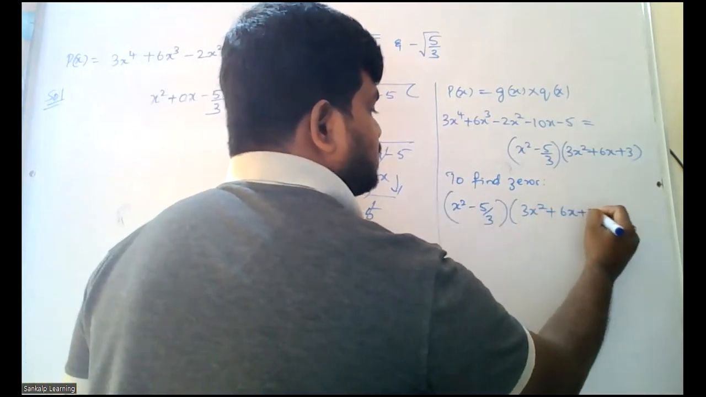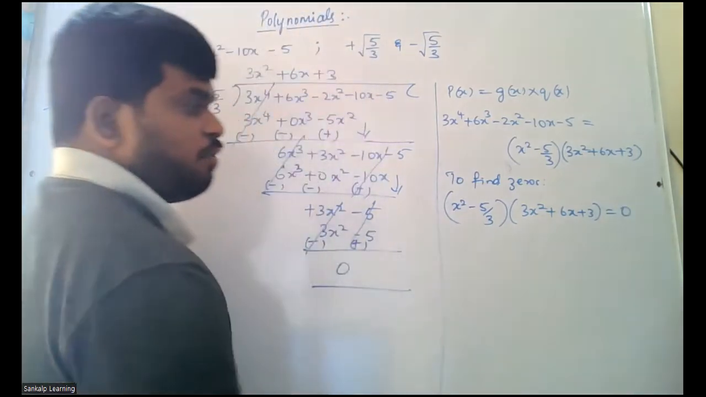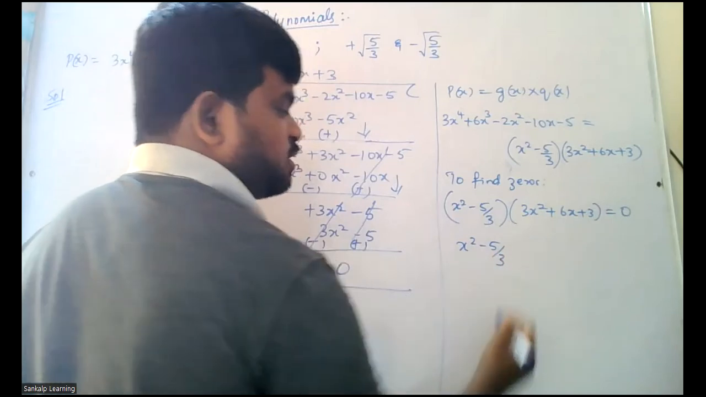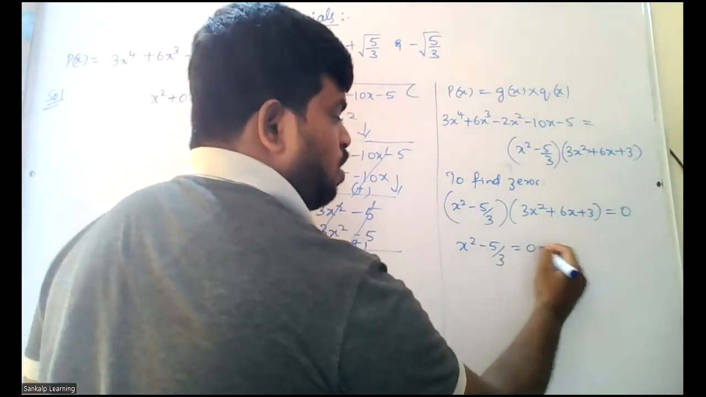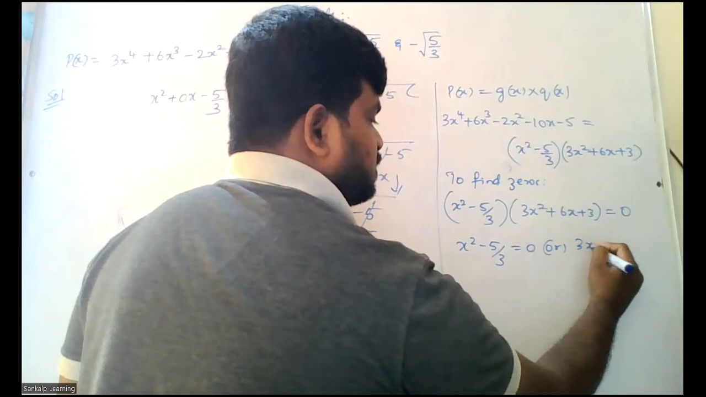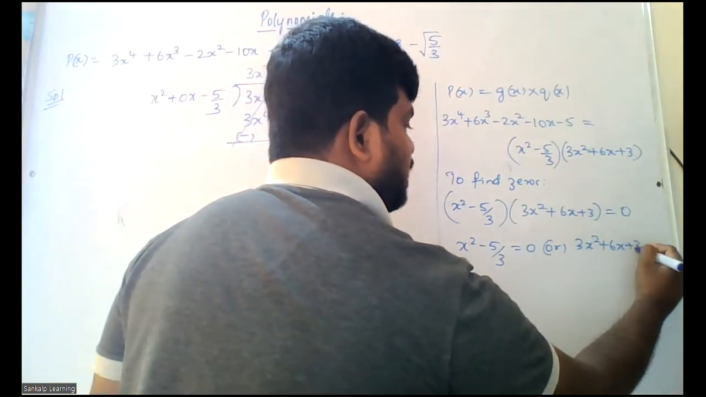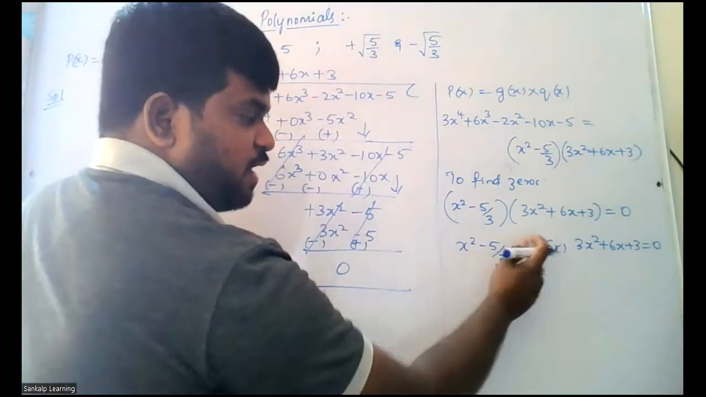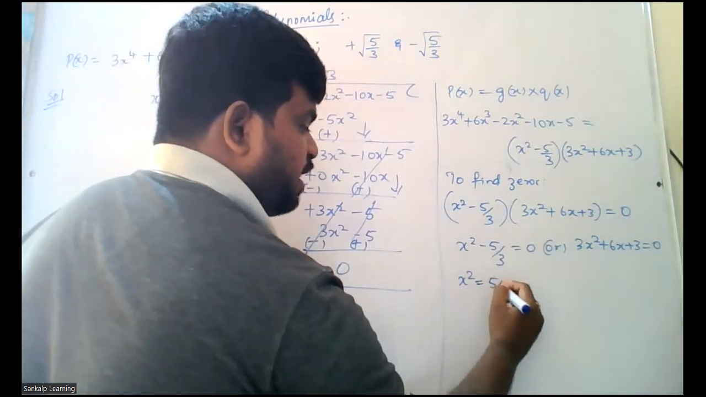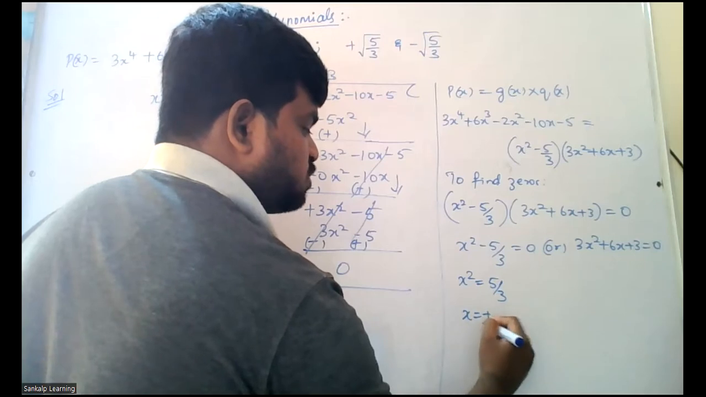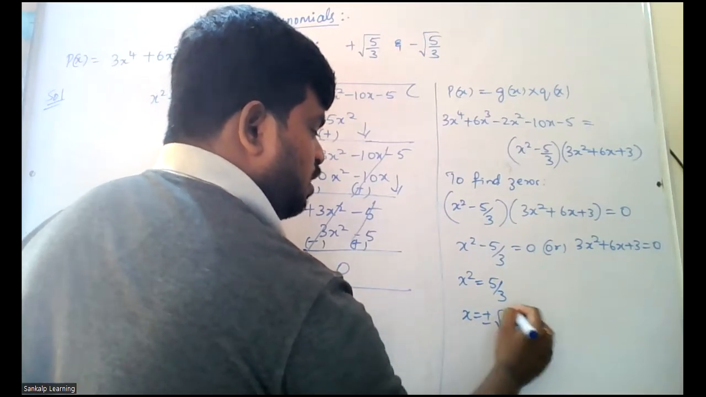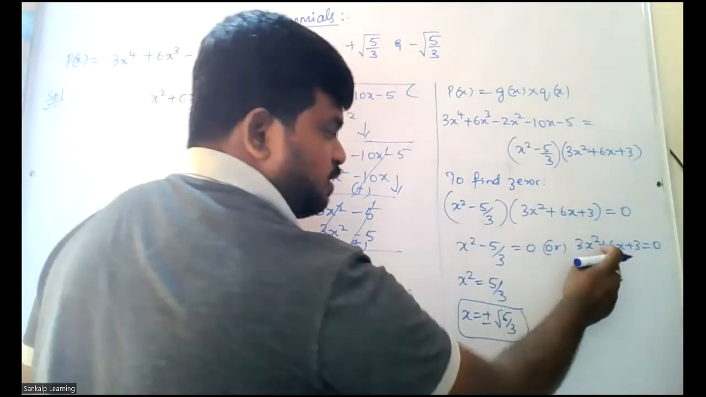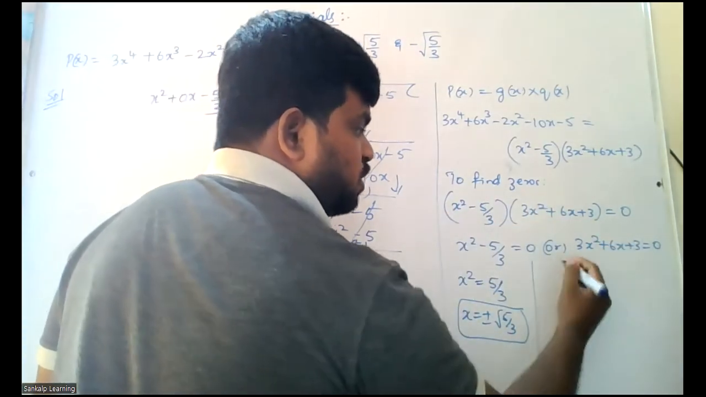3x square plus 6x plus 3 equal to 0. Now, if a into b is equal to 0, this implies a is equal to 0 or b is equal to 0. So a is x square minus 5 by 3 equal to 0, or b, that is 3x square plus 6x plus 3, is equal to 0. Separately, we're going to factorize this. So x square minus 5 by 3 equal to 0 implies x square equals 5 by 3, or x equals plus or minus root 5 by 3, which they had already given. Okay. Now we are going to find the other two with the help of this. Okay. So it is 3x squared.